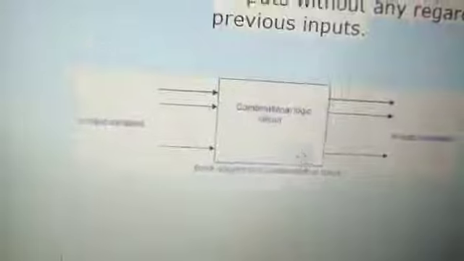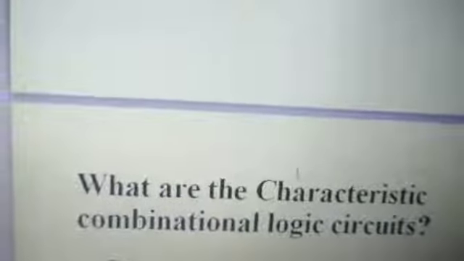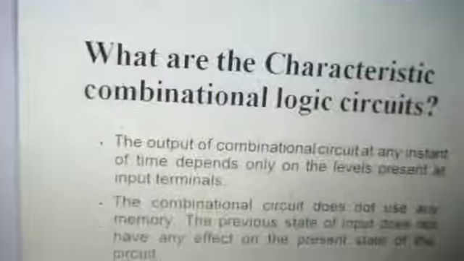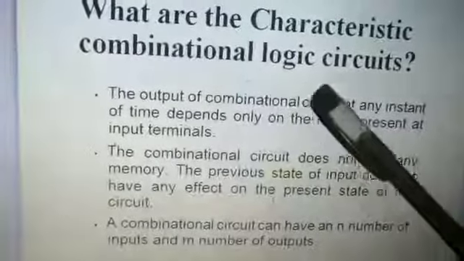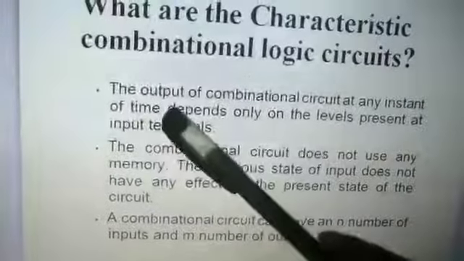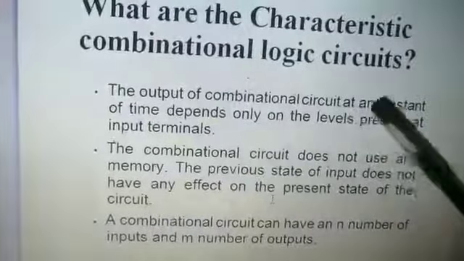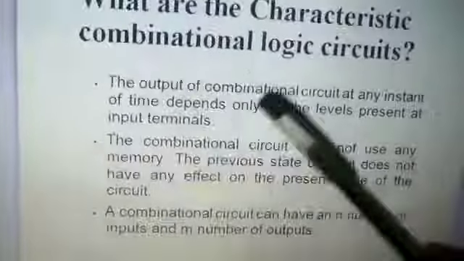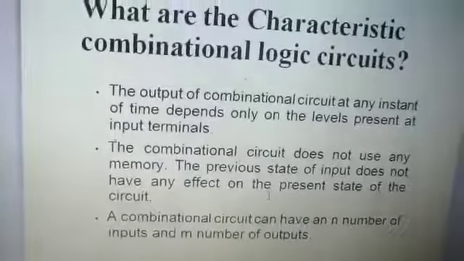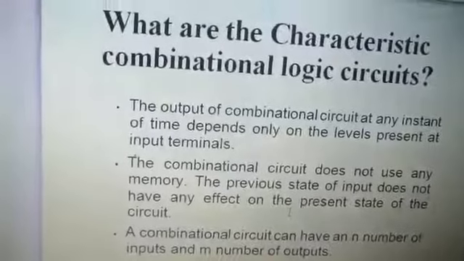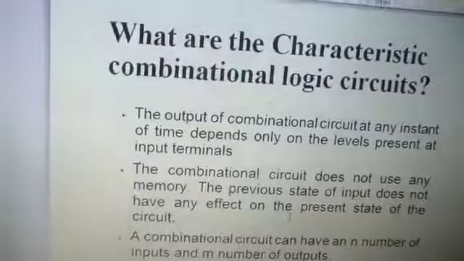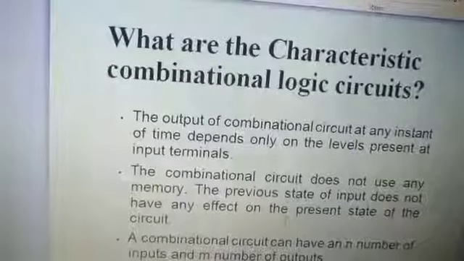There are different characteristics through which we can identify whether a circuit is a combinational circuit or a sequential circuit. What are those characteristics? The first one: the output of the combinational circuit at any instance of time depends only on the level present at the input terminal. So the output you get right now depends only on the input you have given to the circuit right now.